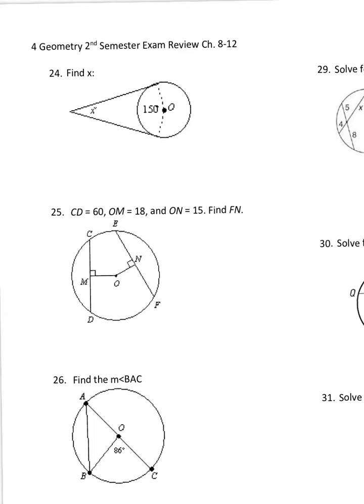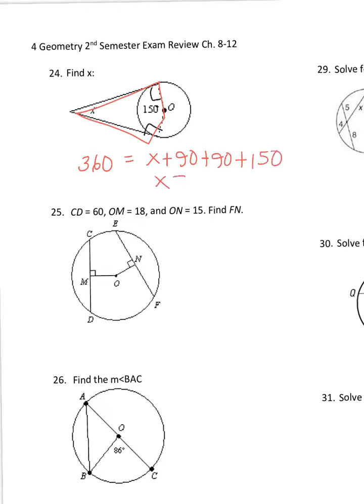Okay, find the measure of angle x. So we can assume that these are tangents, so I can draw on my 90. And this is a four-sided figure, so that means that 360, because they add up to 360, equals x plus 90 plus 90 plus 150. So x has to equal 30 degrees.